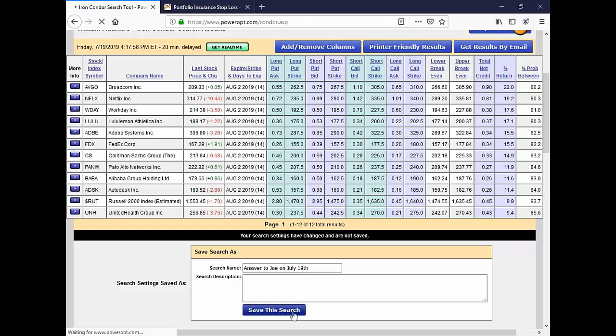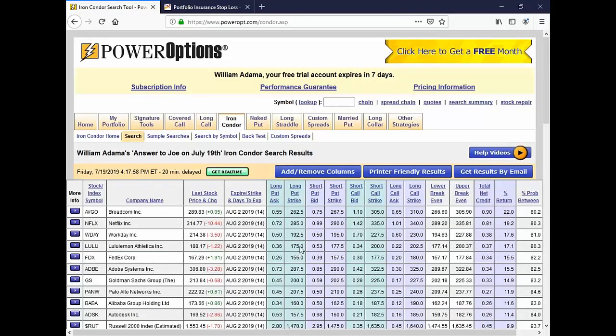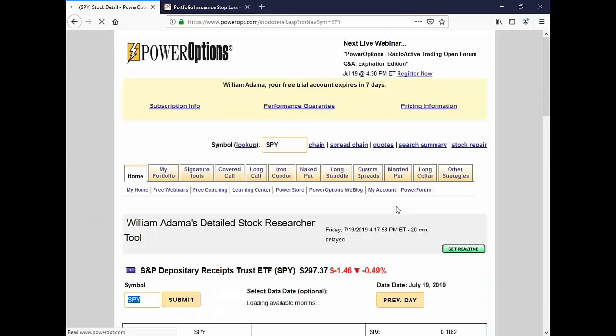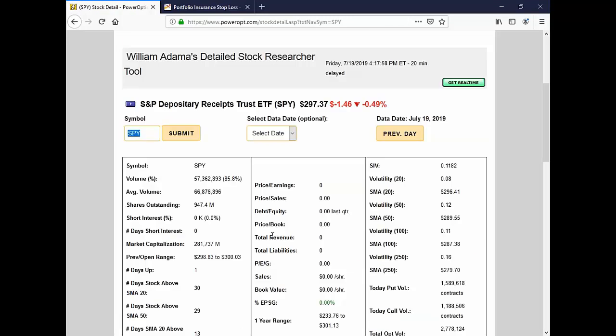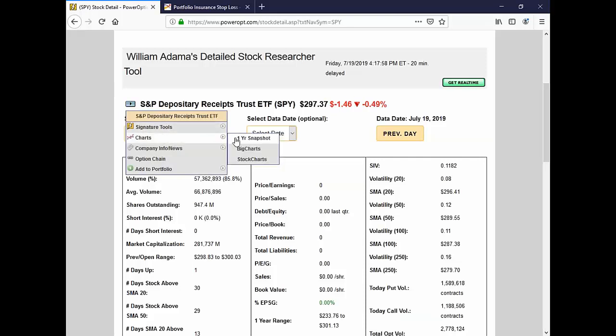Okay. Now, I'm going to take a quick step away from Power Options in a sense. We're going to look up SPY. I'm just going to go to the quotes page. And, okay, excuse me. I want to take a look at the stock chart, and I'm going to go to Big Charts.